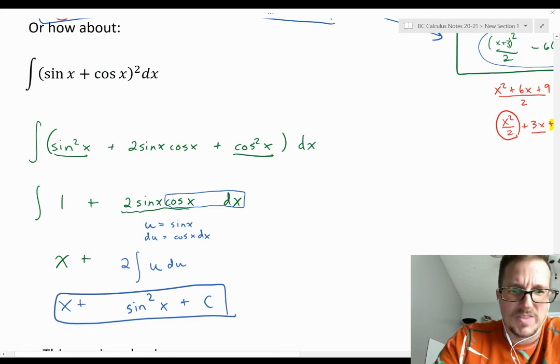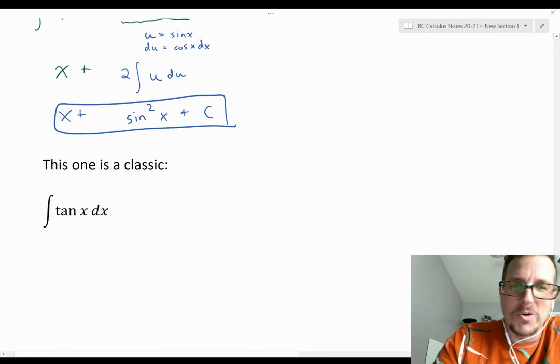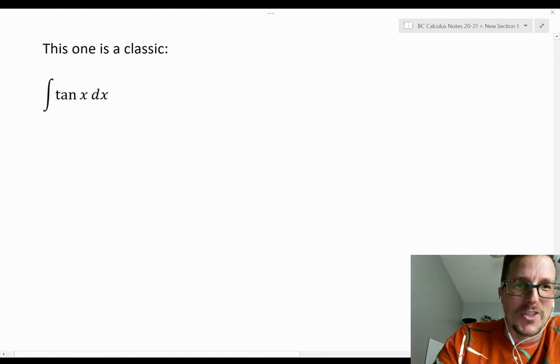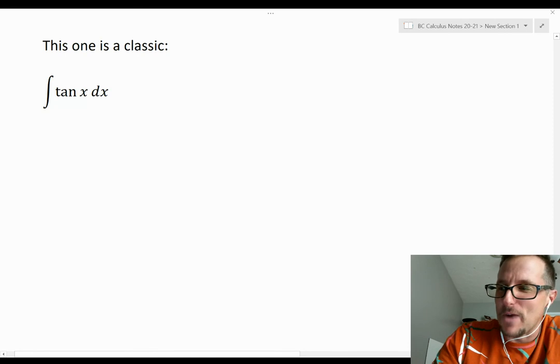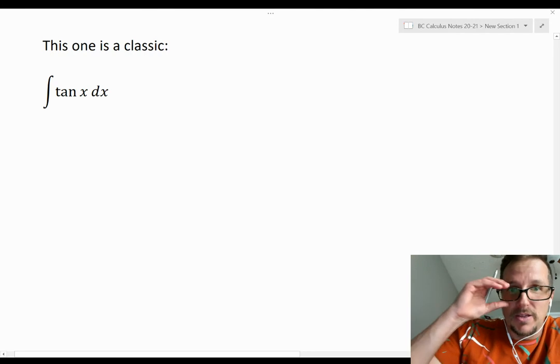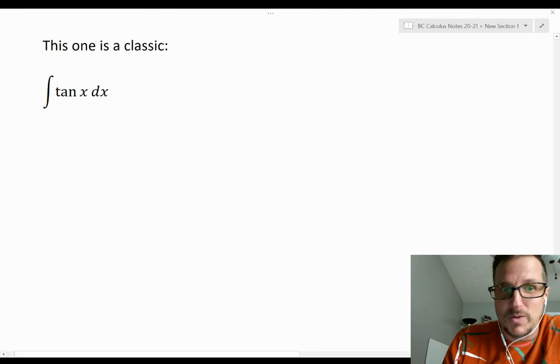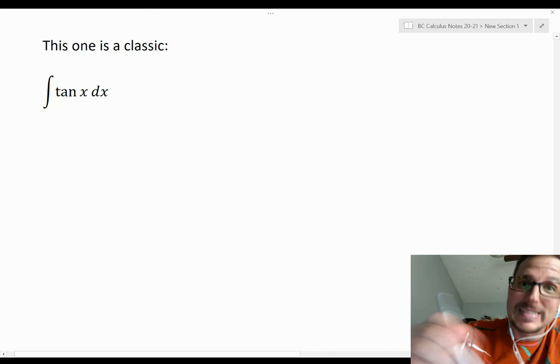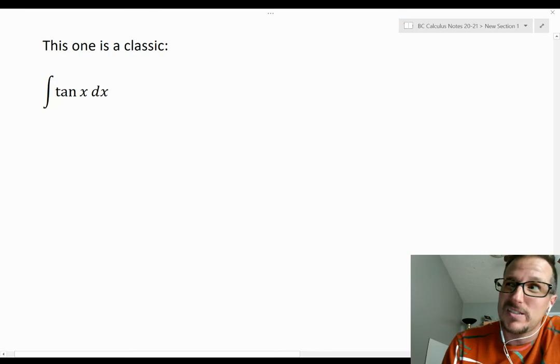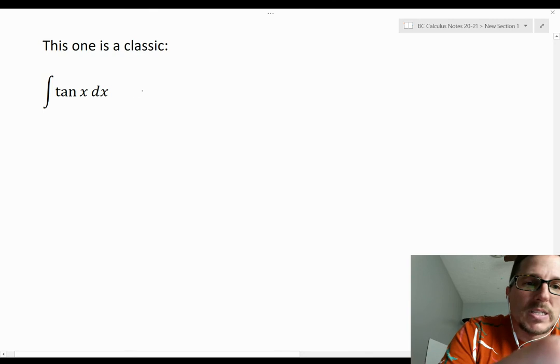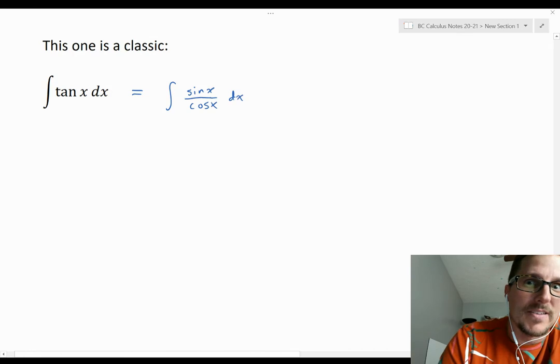Ooh-wee! One more. This one is a classic. Another trig function that if you rack your brain and think about the 6 trig derivatives and antiderivatives we know, there is no antiderivative rule for tangent x. It's not there. You're not going to find it. Now, I know the derivative of tangent x is secant squared, but that's not what we're doing. We're finding the antiderivative of tangent x. So let's see. Oh, well, tangent x is truly the sine of x divided by the cosine of x. Now do you see it?